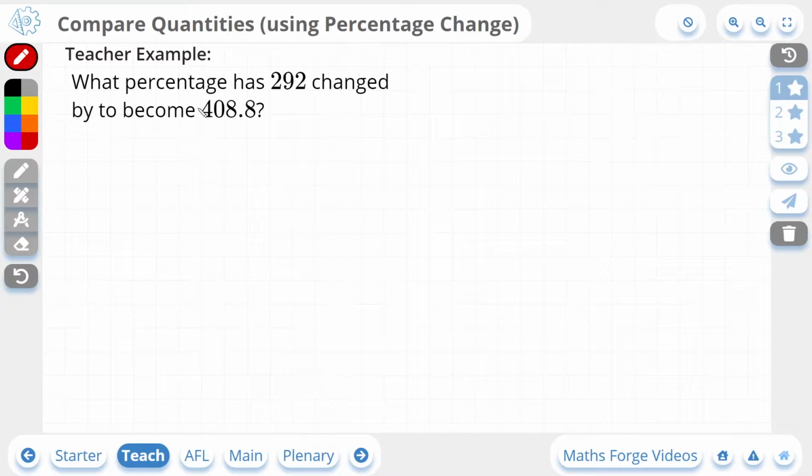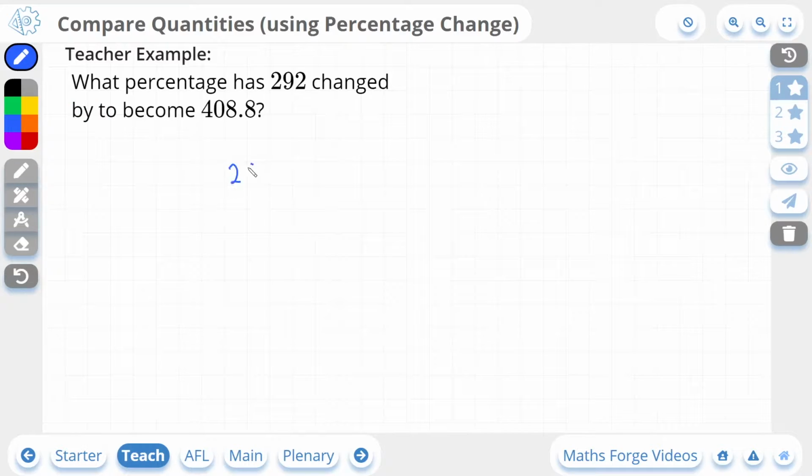Here we're being asked what percentage has 292 changed by to become 408.8. So we can immediately see that there's an increase. 292 to 408.8 is definitely an increase. So we're going to use this knowledge to structure an equation.